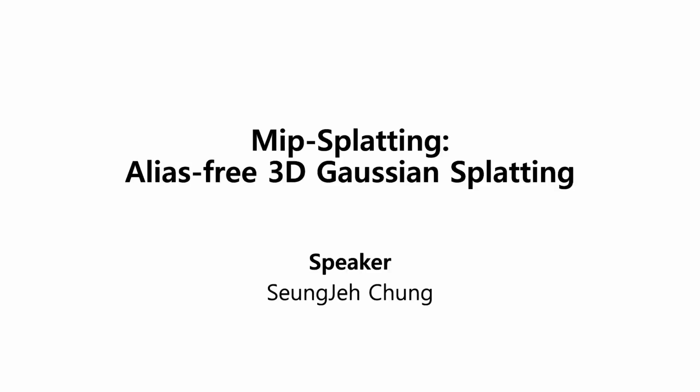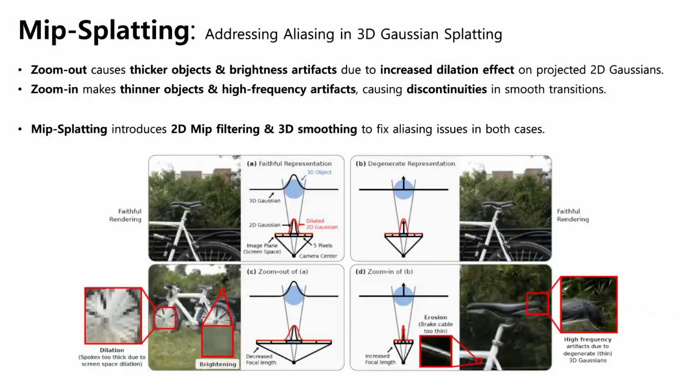Today I'll introduce Mip-Splatting, a method presented at CVPR 2024 that addresses aliasing issues in zoom-in and zoom-out scenarios of 3D Gaussian splatting. To begin with, 3D Gaussian splatting inherently applies 2D dilation to ensure smooth blending between Gaussians in screen space. This dilation enlarges the projected 2D Gaussian by a fixed factor, mitigating aliasing artifacts, especially in areas with high-frequency details. However, this approach introduces challenges when the camera's focal length changes.